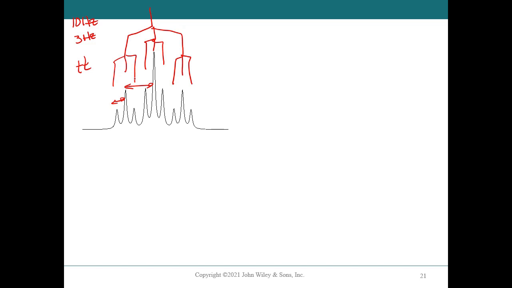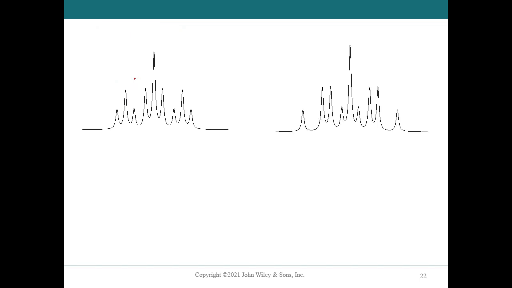When the coupling constants are closer, we get things like this. This is also a triplet of triplets. This one, however, if you look at that, it's not obvious. But again, we're splitting it into 3. And then each of these is being split again.